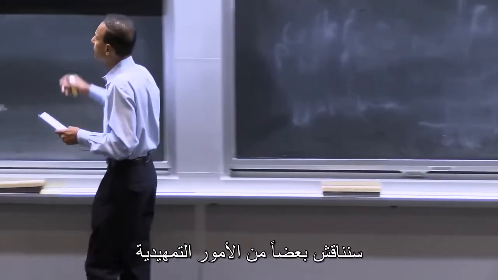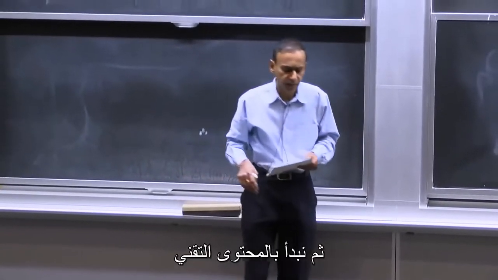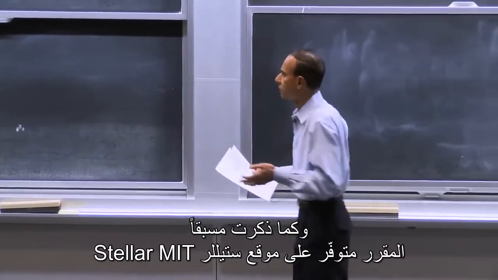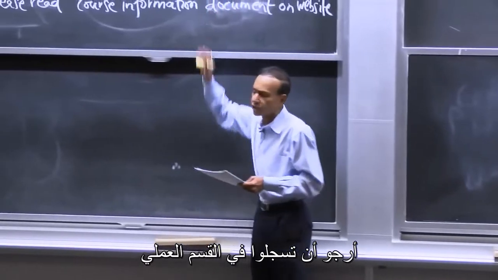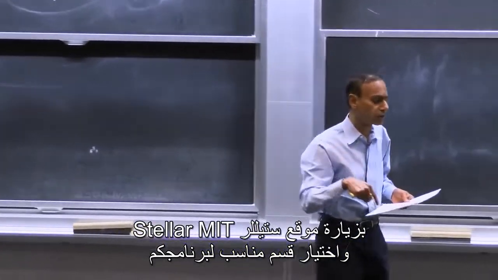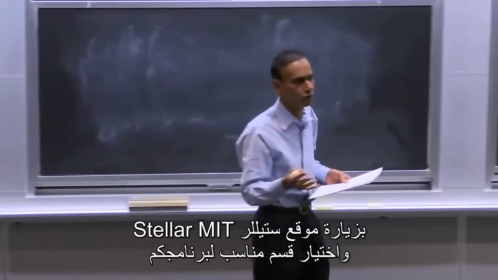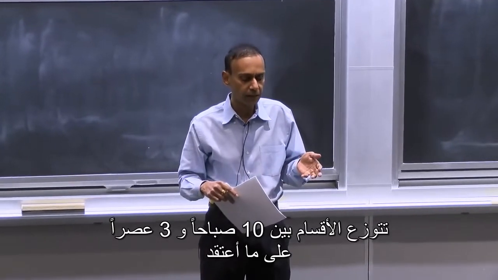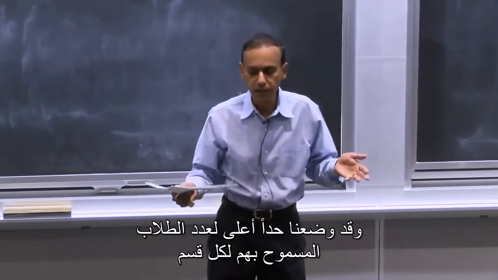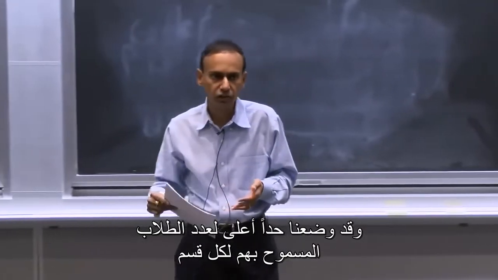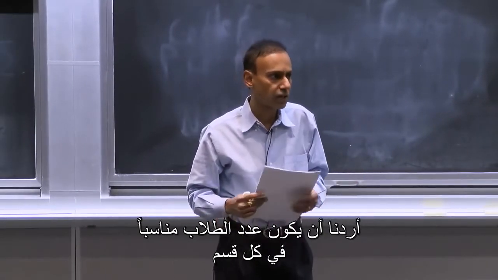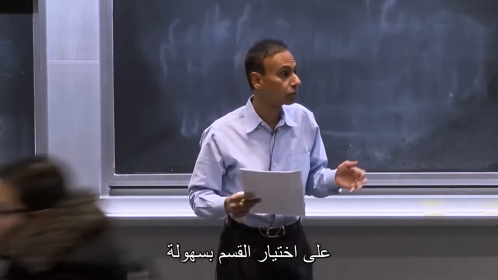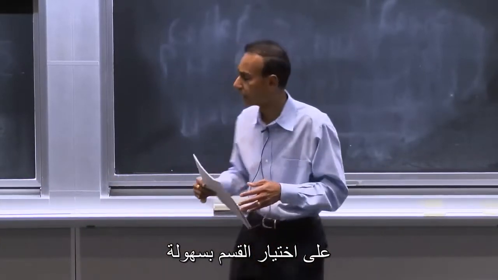So let me just say a couple more things about logistics, and then we'll get started with technical content. As I mentioned, we're going to be running this course off Stellar. Please sign up for a registration section by going to the Stellar website and choosing a section that works for your schedule. Sections go from 10 a.m. all the way to 3 p.m., I think. And we've placed a limit on the number of students per section. We want the sections to be manageable in size, but there's plenty of room for everybody, and the schedule flexibility should allow you to choose a section pretty easily.